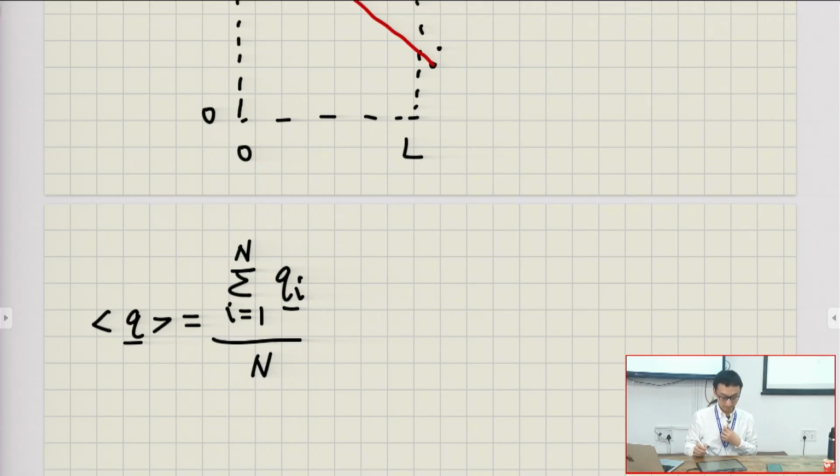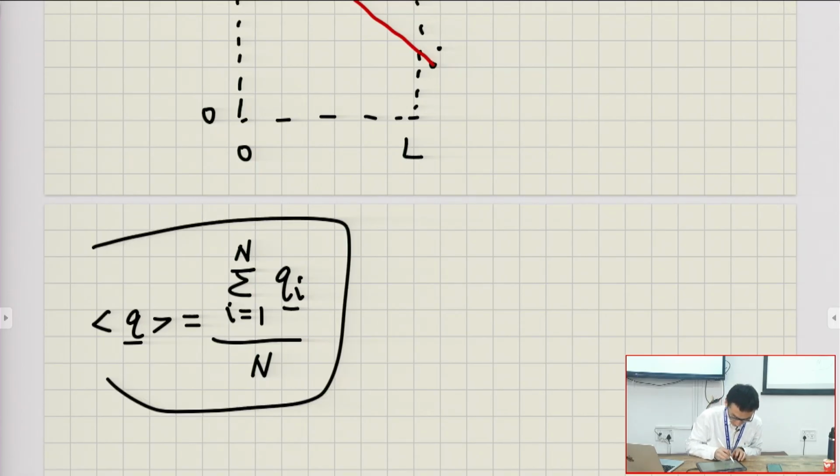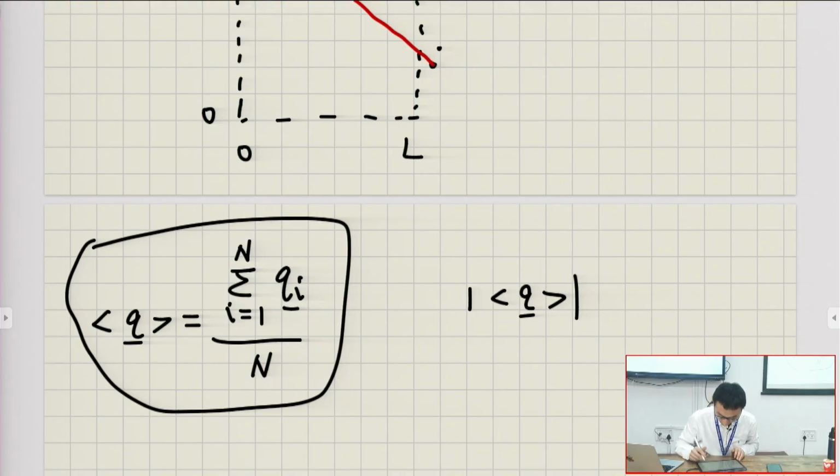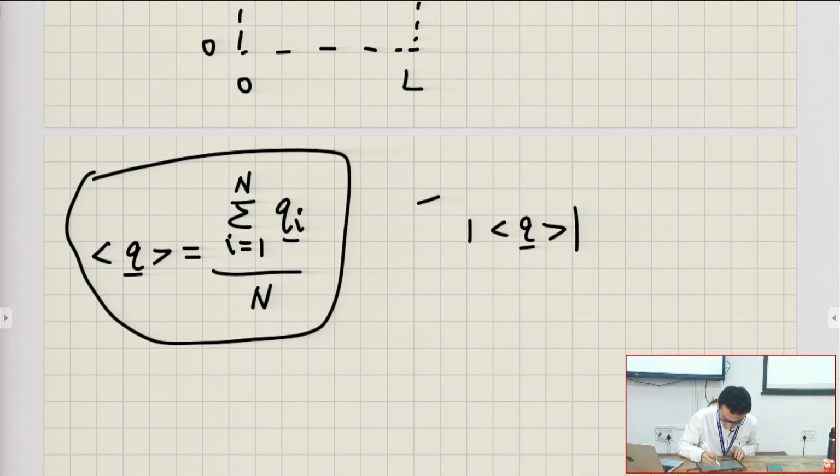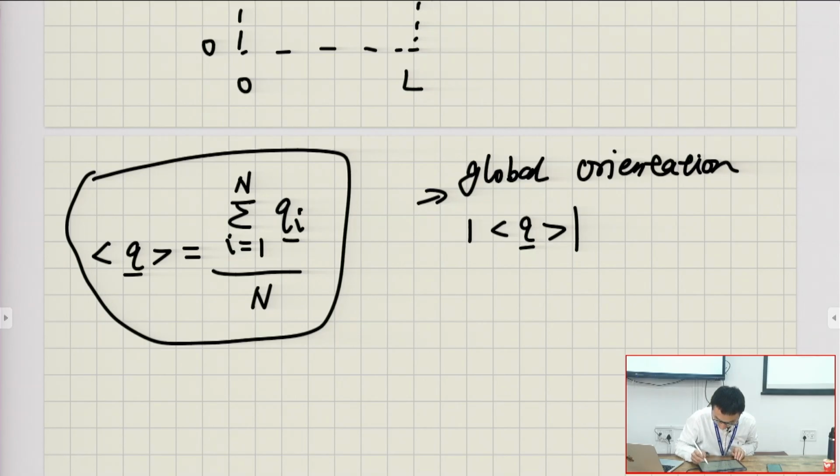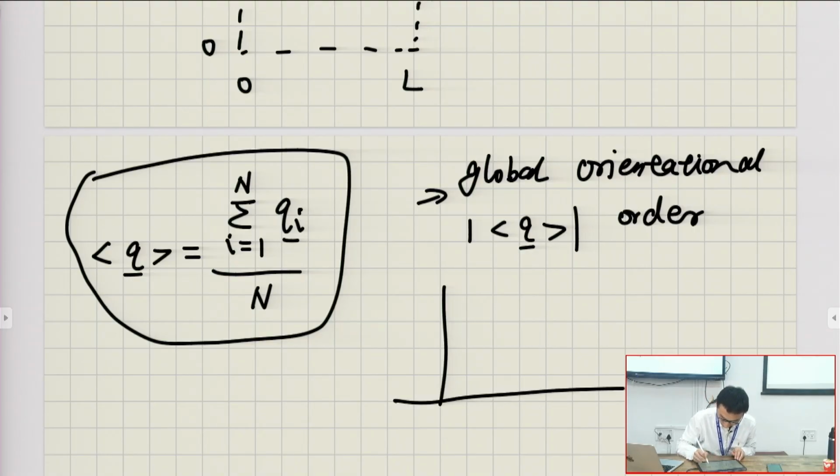In a system, yes? So what you can plot is the magnitude of this average Q. So we can plot this. So this will be the global orientational order. And you can imagine, we can plot this over time, for example.